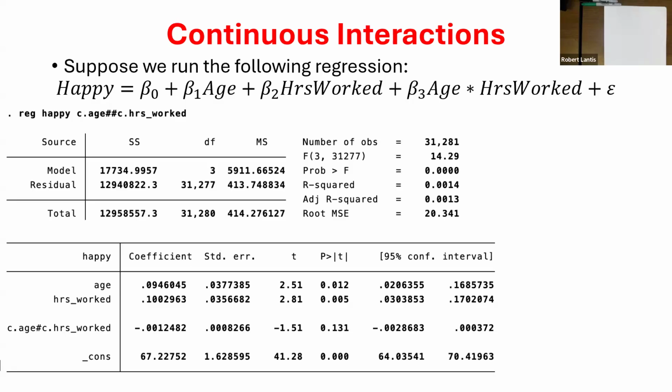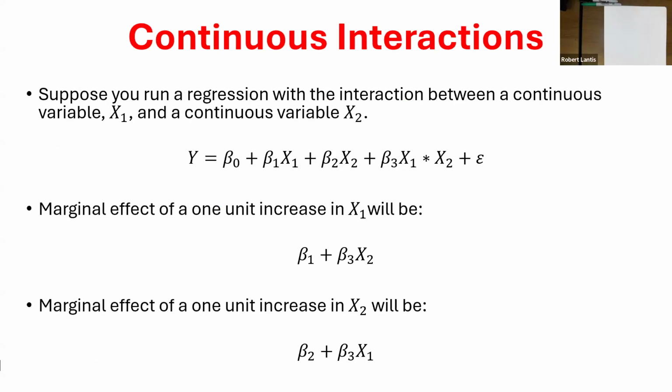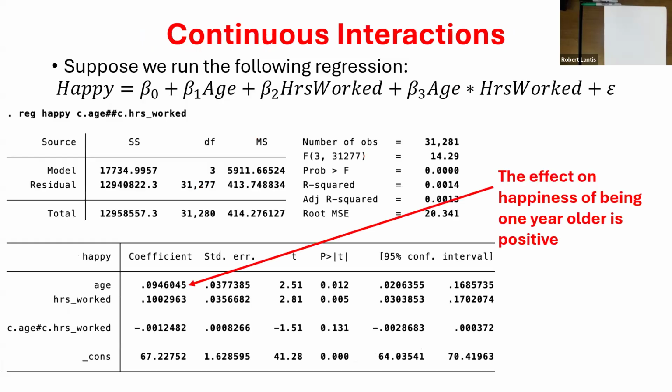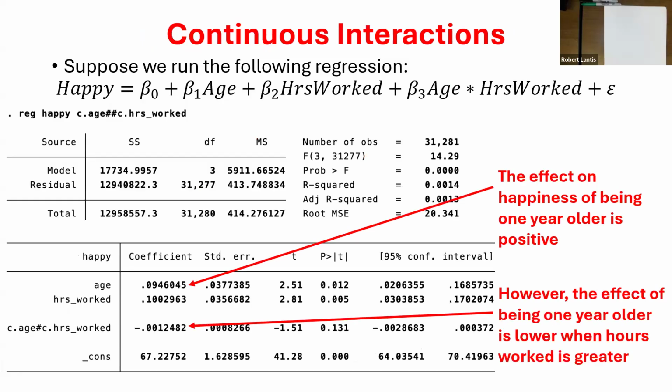And if I work more hours and I'm older, the marginal effect of working one more hour is also going to be lower. Going back to these marginal effects, the marginal effect of age, if the interaction term is negative, will be getting lower as the variable it is interacted with goes up. And the marginal effect of hours worked, if this interaction coefficient is negative, is also getting lower as my age goes up. So the marginal effect will depend on the other variable that it was interacted with.